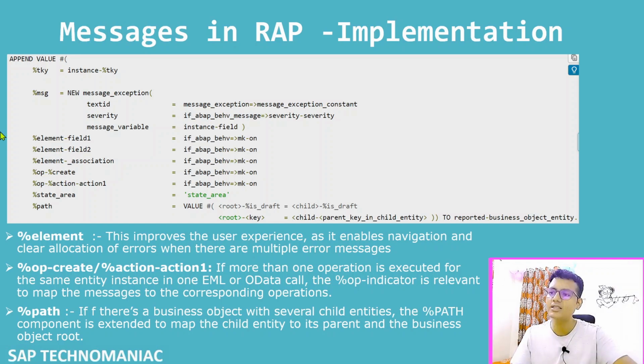That information we will pass in the %PATH, and we must pass it if your error is coming from the child or grandchild entity. We have to pass the root entity name and the parent entity name. Or if you have one root and child only, you just have to pass the root or the parent. That's enough. If you are getting that error from the grandchild, not only do you have to pass the parent, but you also have to pass the root entity as well. So %PATH becomes very important if you are displaying an error message from the child or grandchild entity.